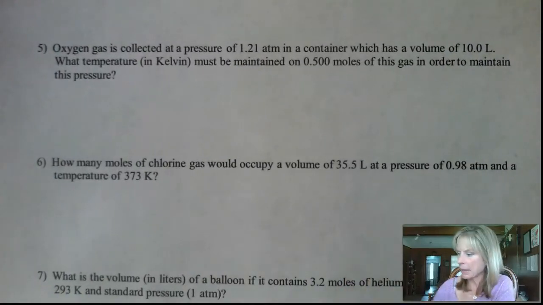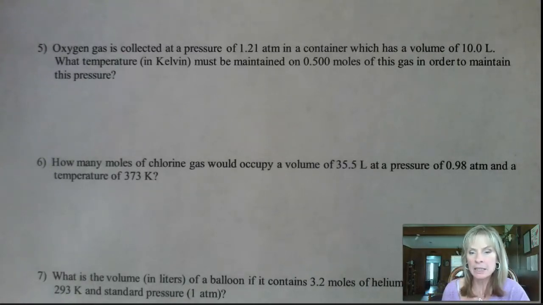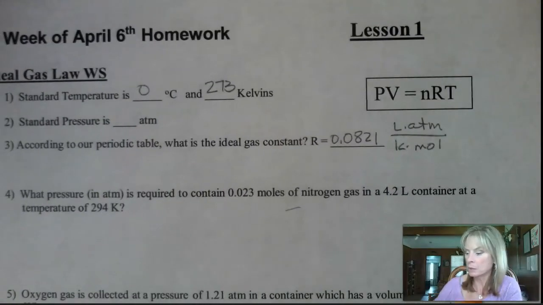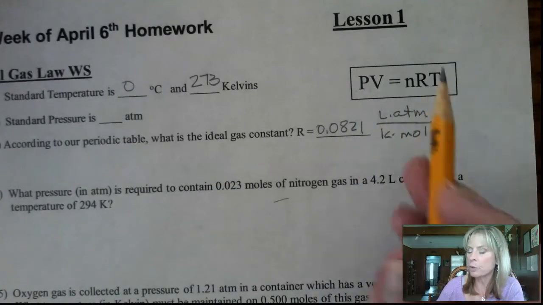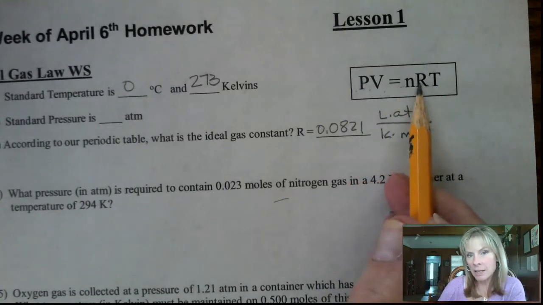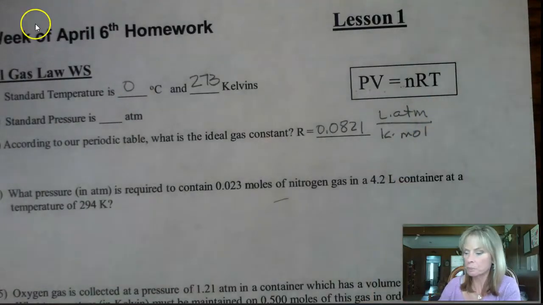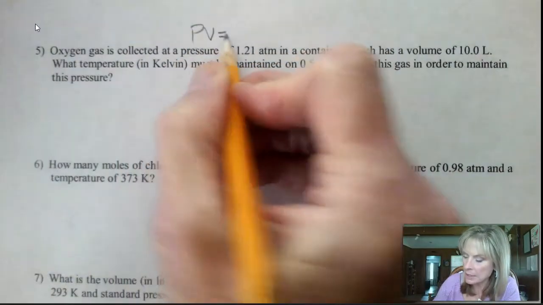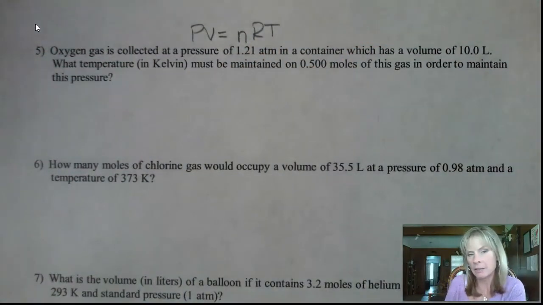Okay, number 5. I like doing the math. Oxygen gas is collected at a pressure of 1.21 atmospheres in a container which has a volume of 10 liters. What temperature in Kelvin must be maintained on 0.500 moles of gas in order to maintain this pressure? Well, the formula that we're going to be using on this particular lesson is I call it the Pevnert formula. It's pressure times volume equals N is moles, R is the ideal gas law constant, and T is temperature in Kelvin. So we're going to use that formula for all of these. I'm going to write it just above it, PV equals NRT. It's the ideal gas law formula.